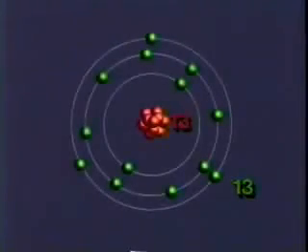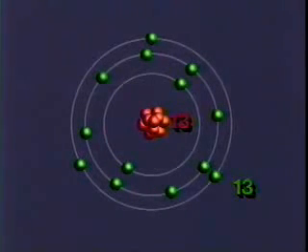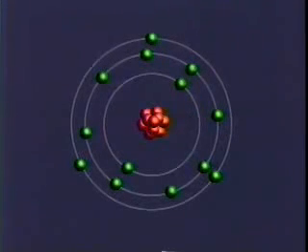If an atom has an equal number of protons and electrons, the combined negative charge of all electrons circling a nucleus is equal to but opposite of the combined positive charge of the protons. Thus, the negative charge of the electrons and the positive charge of the protons cancel each other, and the atom has no net electrical charge.